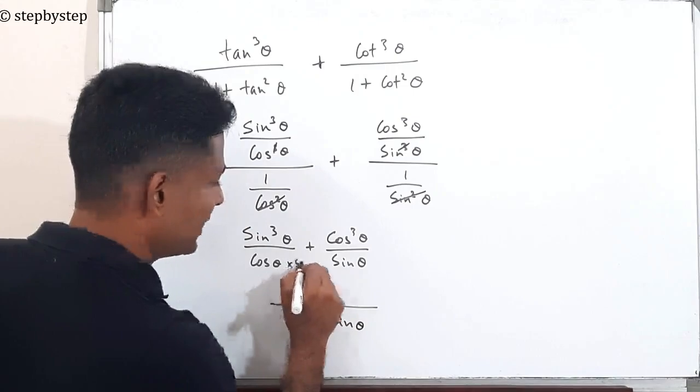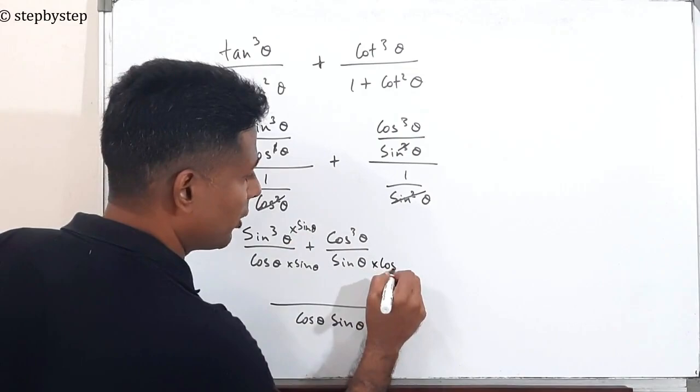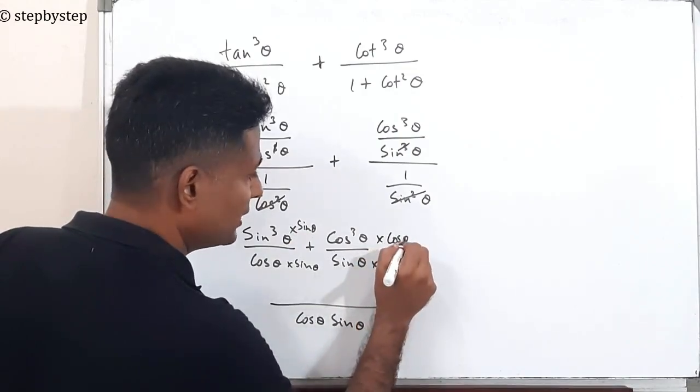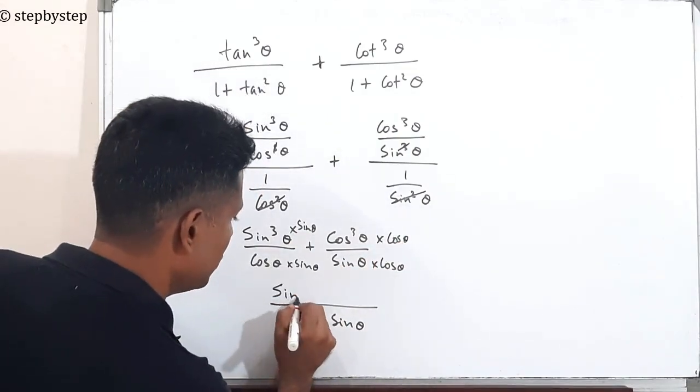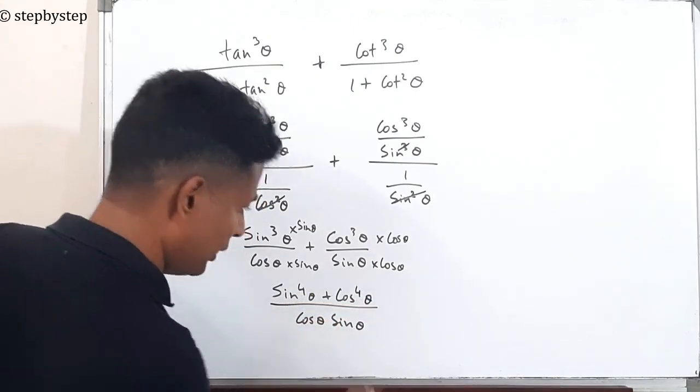So here I multiply by sin theta. Here also I multiply by sin theta. Similarly here by cos theta. Here also by cos theta. So I get sin to the power 4 theta plus cos to the power 4 theta.